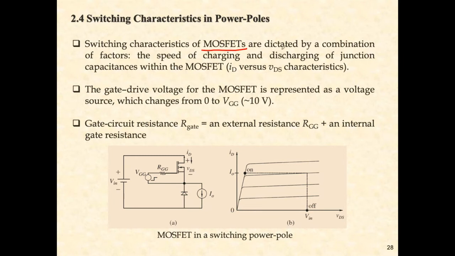This statement states that the switching characteristics of MOSFET are dictated by a combination of factors, mainly the speed of charging and discharging. To turn it on, we need to do charging; to turn it off, we need to do discharging. Just like the Q signal, this is the source for the gate voltage, which can go from 0 to VGG. The gate resistance is equal to the summation of RGG and the internal gate resistance.